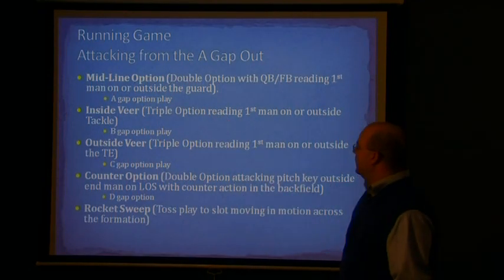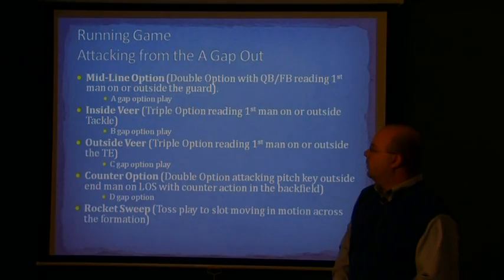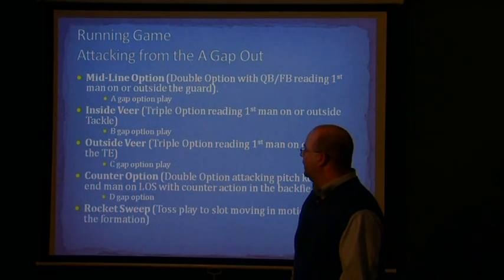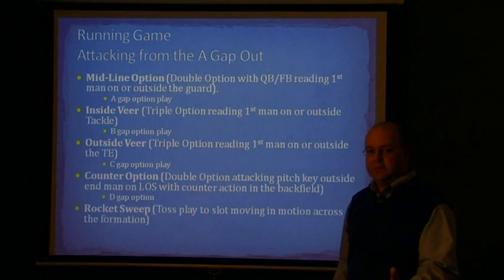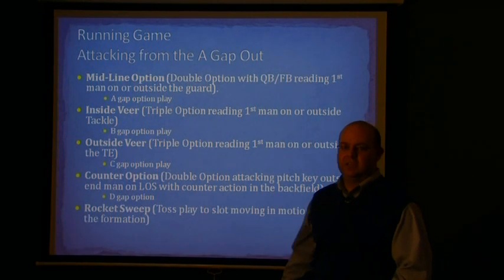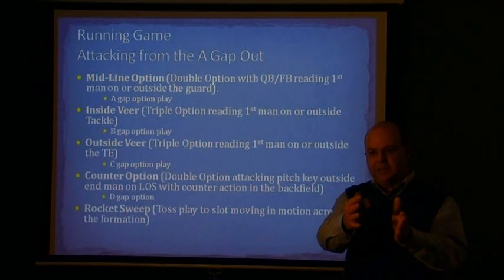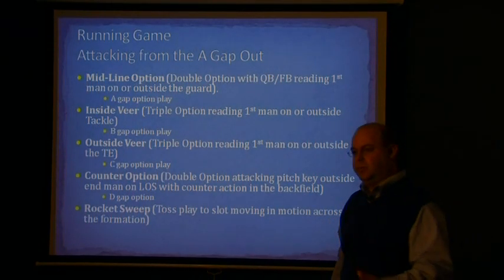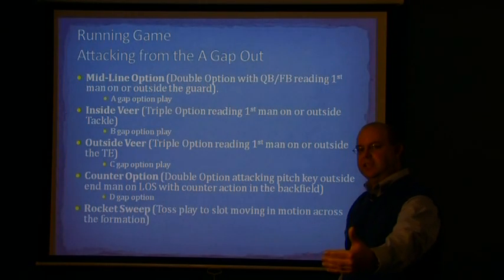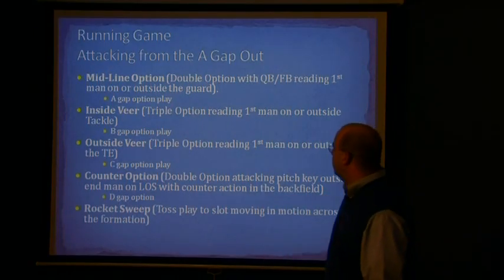Obviously, the first play up there, the midline option, is a double option with the quarterback and the fullback. And what we do on our midline is we read the first man on or outside the guard. And that is obviously our A-gap option play. We consider that an A-gap option because that's where we're reading the play. Our fullback stays true to the midline, runs it through the A-gap. Now he'll make his cut after he gets the ball, but not until he gets the ball. So we're running the option in the A-gap. We're reading the first man on or outside the play side guard.